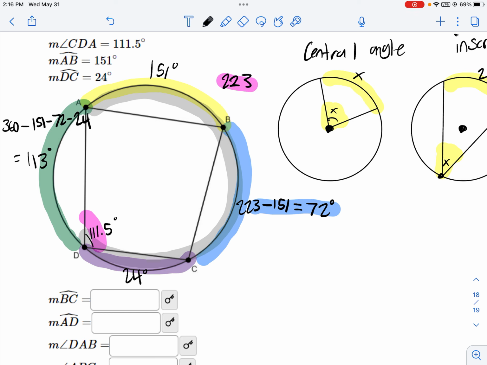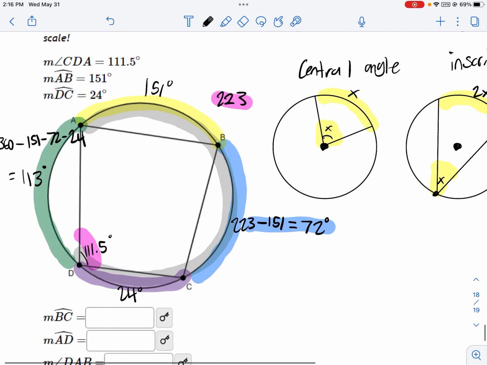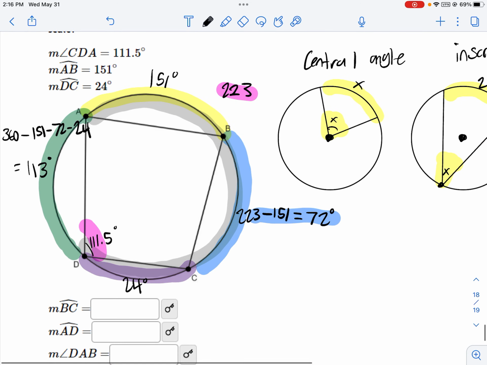And now we know every arc measure, which is awesome because now the only thing left is to find the angles. Well, the angles aren't too bad because you'll notice that angle B, A, and C are all inscribed angles.